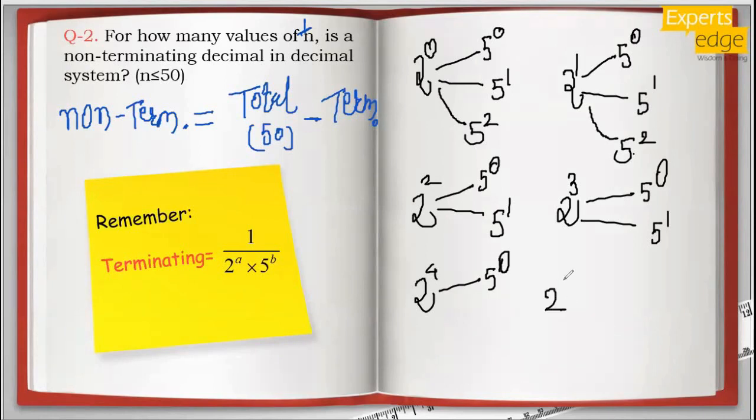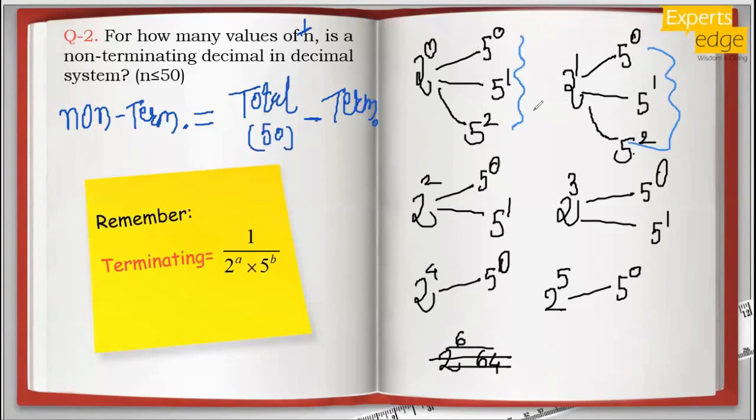2 to the power 5 is 32. 32 can make only one combination. Now we need to stop here, right? Because 2 to the power 6 is 64, and that value of n is not allowed. So how many values did we get? If you see here, we got 3 values. These 3, 2 values, 2 values, and this one and this one. So total 3 plus 3, 6, 6 and 4 is 10, and 2 is 12.